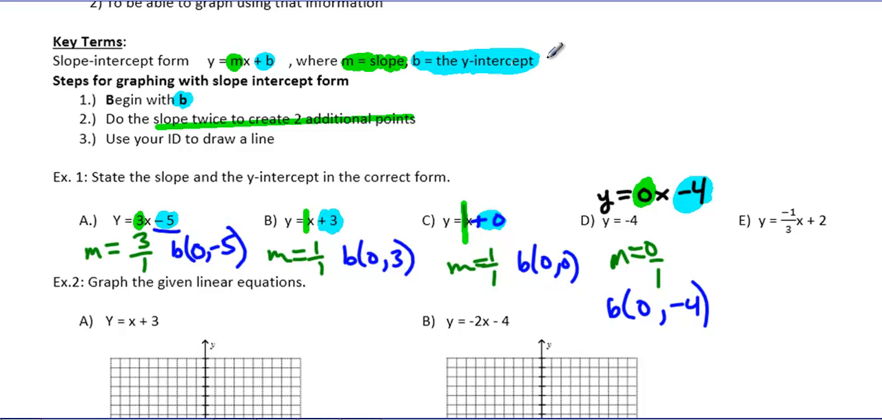Okay, remember a y-intercept, and make sure you write this up there, has an x value of 0, and then has a y value that you need to figure out. Alright, so please make sure we have that written up there. Again, E will be done in class tomorrow.